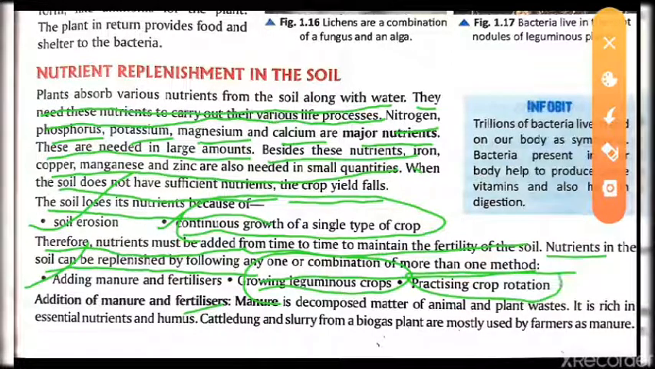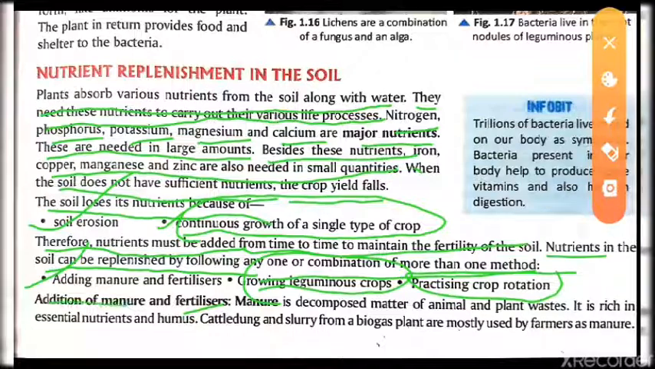Practicing crop rotation. Now what is crop rotation? Crop rotation is the method where you rotate the crop, like in this season you are growing something, and in the other season you are growing something else. In crop rotation, mainly in the second part, there is a growth of leguminous plants. Leguminous plants catch the nitrogen from the atmosphere and fix the nitrogen in the soil.